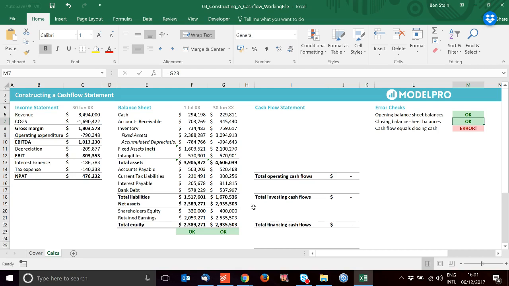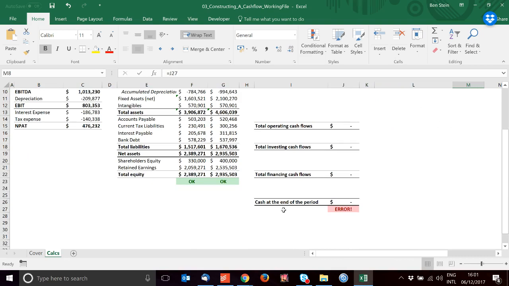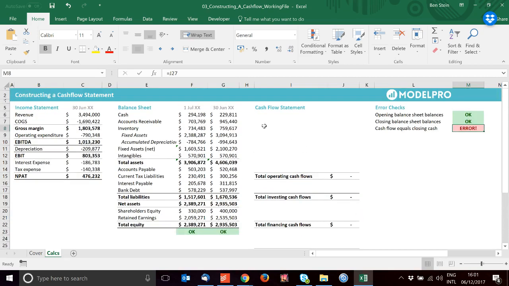You should also do the same when you're constructing your cash flow statement. Make sure that you can rely on the numbers. Obviously, I have a check here that's throwing out an error. And that is basically, this is the cash at the end of the period. I want to make sure that the cash flow statement that I present produces a cash balance that reconciles with our closing cash at the end of the year, which is 30 June XX.